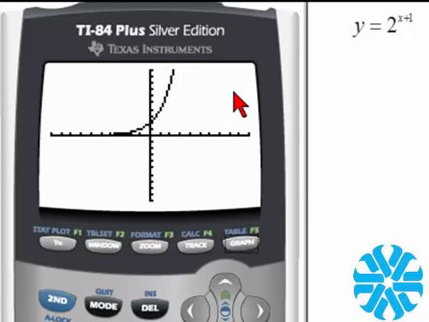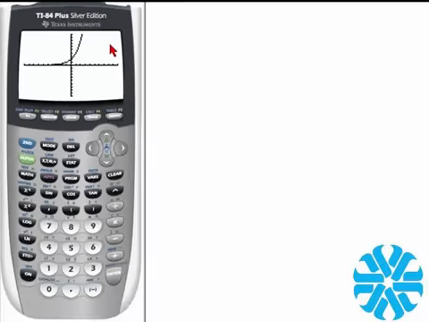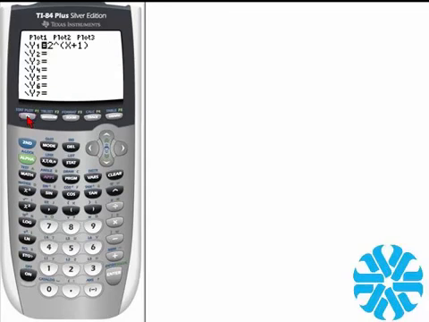So let's go to example number 2. So remember, to clear this function, we go back to the input function screen and we go ahead and hit clear. Okay? So on our next example, we're going to graph y equals the ln of x plus 2 subtract 4.